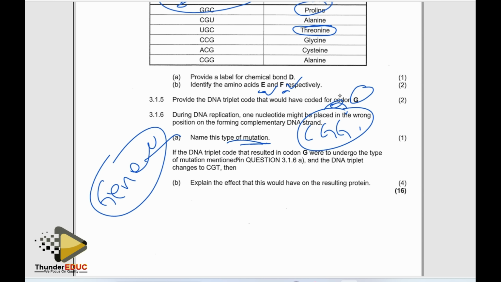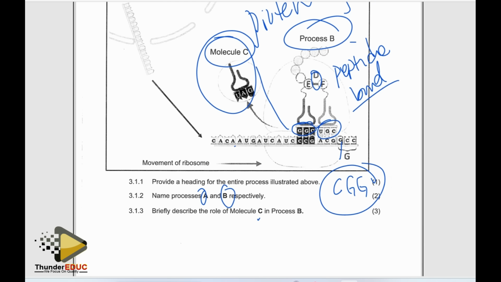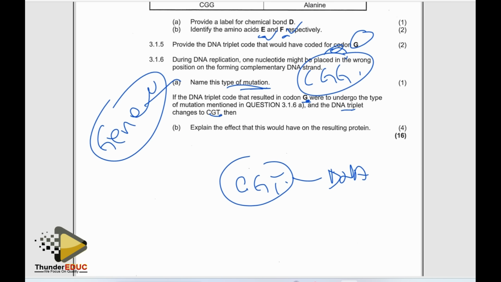Identify the DNA triplet code that resulted in code G, where it underwent the type of mutation mentioned above, and the triplet of this. Okay, G. If I look at this, the triplet of this is DNA, so this is DNA CGT. I need to put it into the transfer RNA table, and then I find out the triplet G. G is this one; on DNA it is CGG.